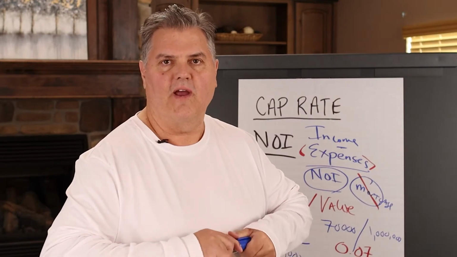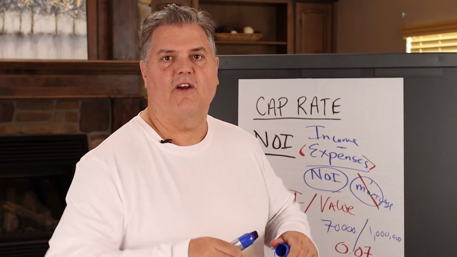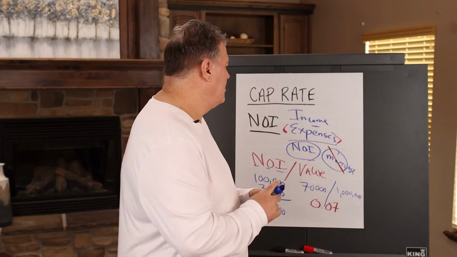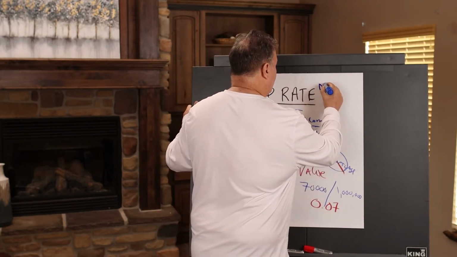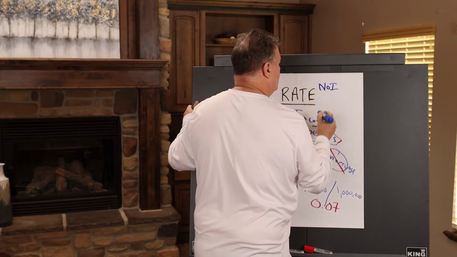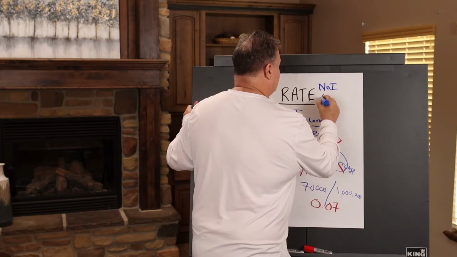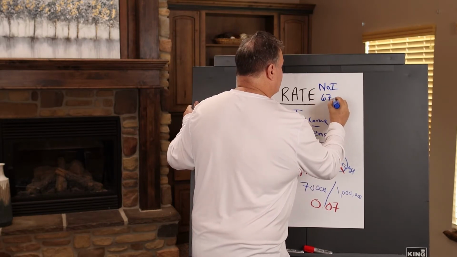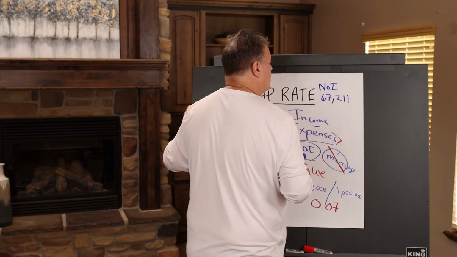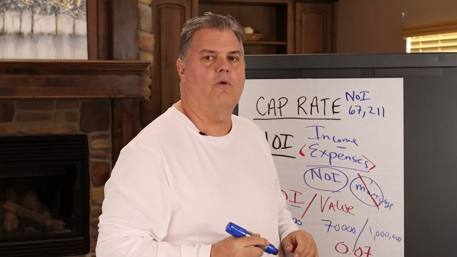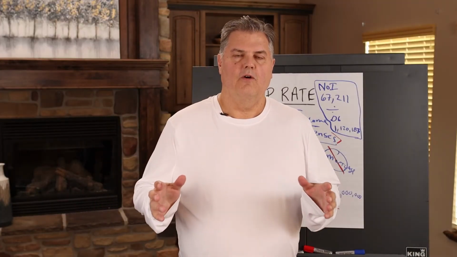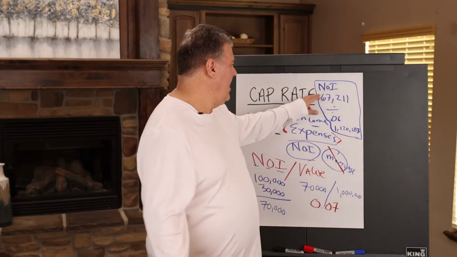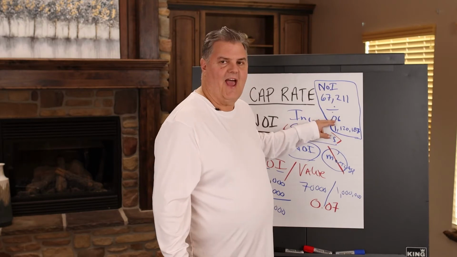Now, here's another way to do it. You can also figure out what something's worth. You could do it this way. You could take an NOI, let's say the NOI in this next example is $67,211, okay? And let's say we don't want to pay more than a 6 cap. So in this case, what we're doing is we're taking the NOI and we're dividing it by a cap rate.